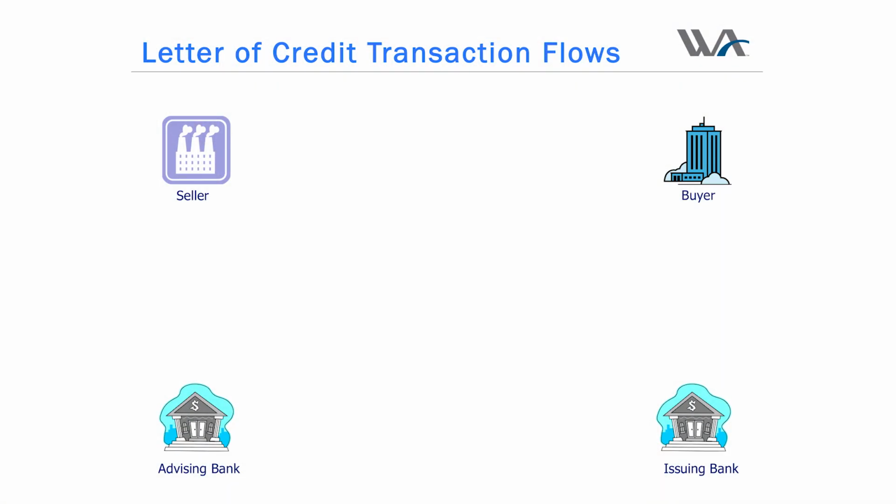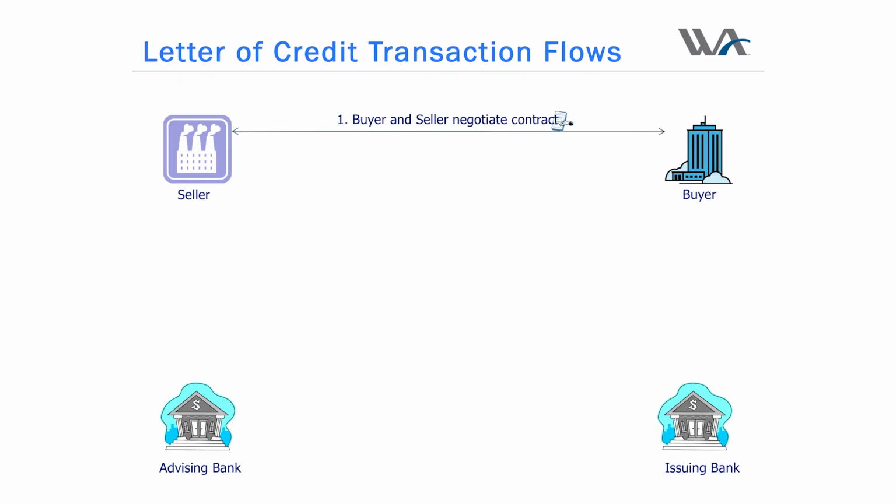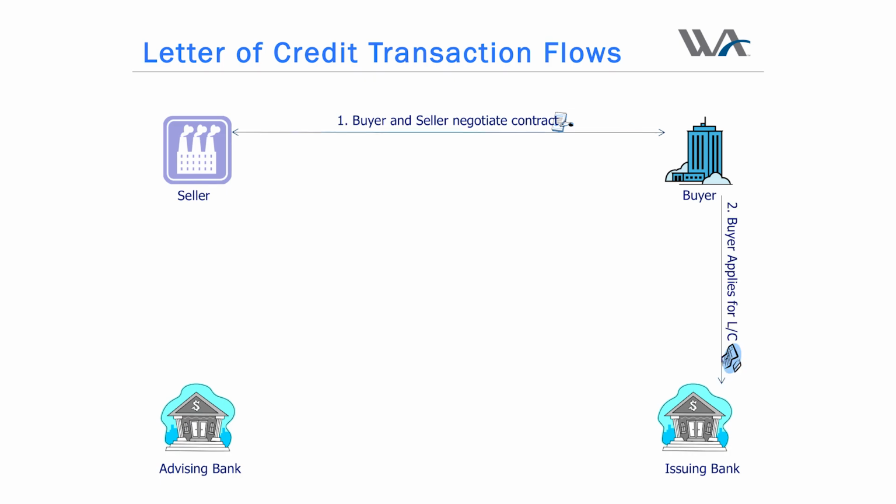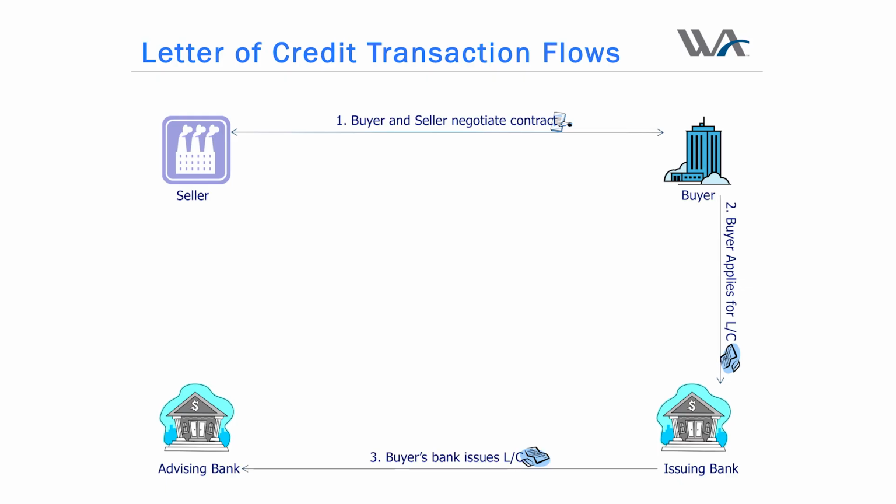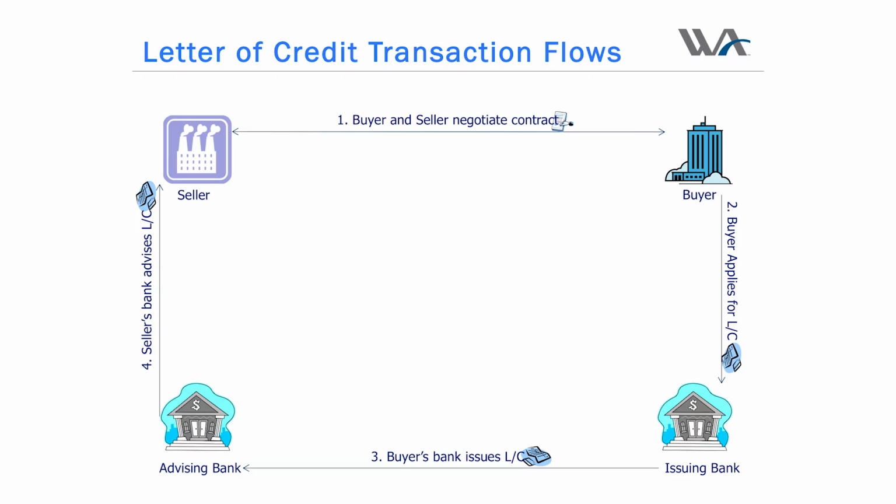I'm going to take you through a slide here, and this is an animated slide that I'd like you to take a look at, and I'll just go quickly through how the transaction flows as you conduct a letter of credit transaction. So to begin with, you have a buyer and seller who negotiate the contract. Once that contract is negotiated, the buyer applies for a letter of credit to their bank. That's the issuing bank, and the issuing bank then sends that letter of credit to your bank as the advising bank, who in turn advises you that they've received that.